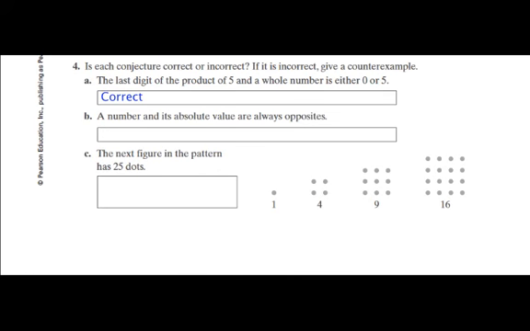B. A number and its absolute value are always opposites. That is not correct. A counterexample of that would be 5 and the absolute value of 5. Those are not opposites because the absolute value of 5 is 5. 5 and 5 are not opposites. And finally, C. The next figure in the pattern is 25 dots. That is correct because it would be a 5 by 5 matrix, so 5 across and 5 up, which would give you 25 dots.